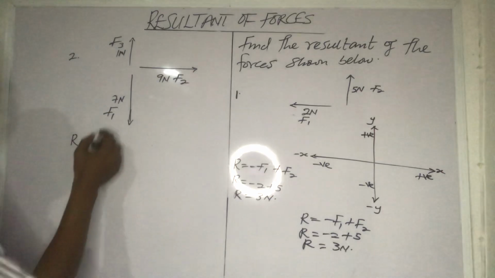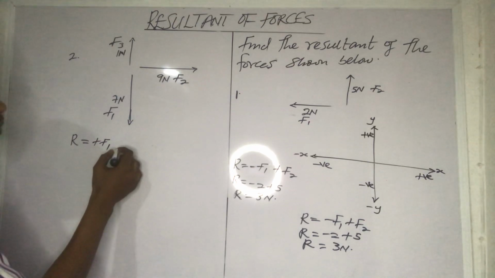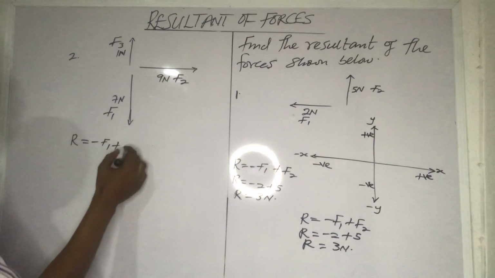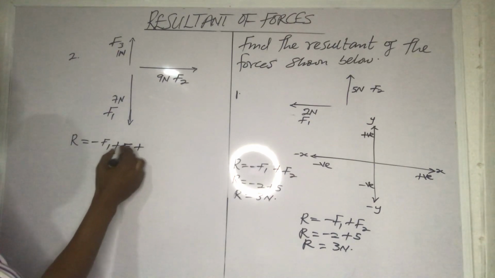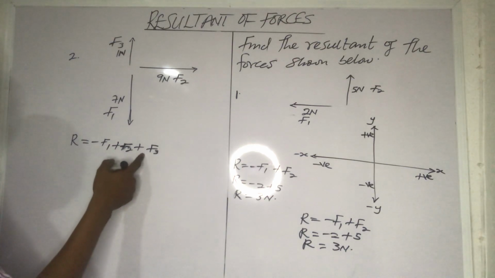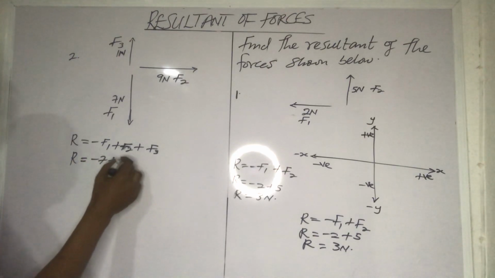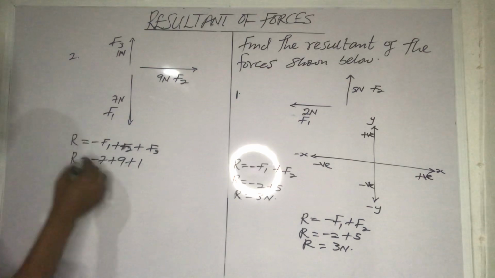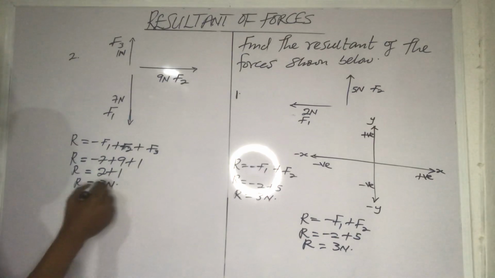If I substitute my values now, F1 is down, so minus F1 plus F2 plus F3. So you have minus F1 plus F2 plus F3. My R will be equal to minus 7 plus 9 plus 1. Minus 7 plus 9, that's 2. Then plus this one, that's 3. And my R here will also be 3 Newton.